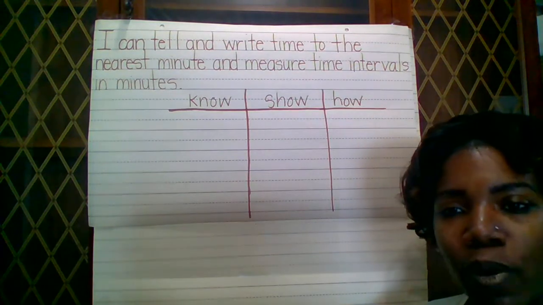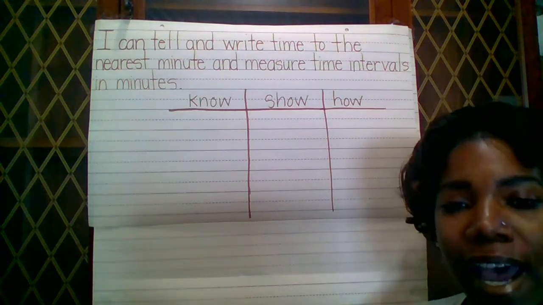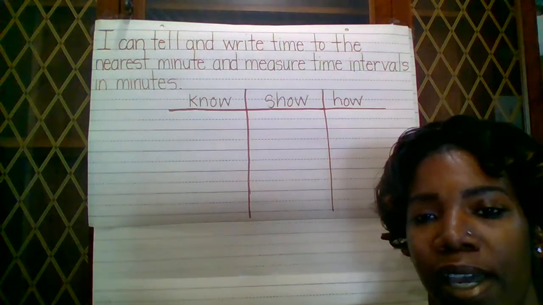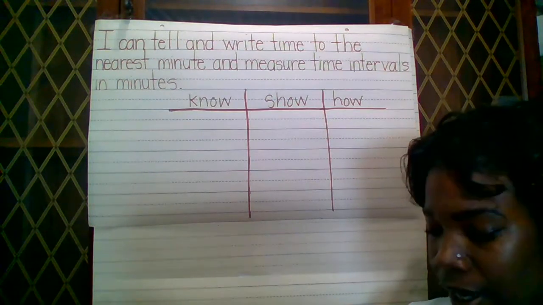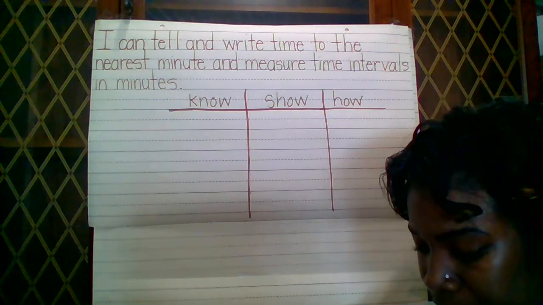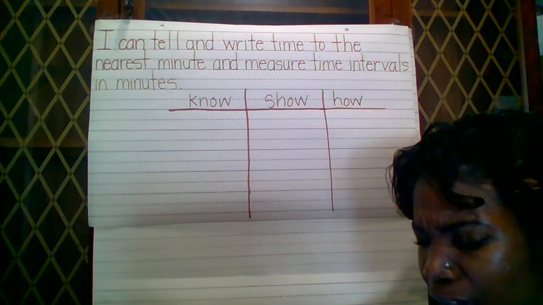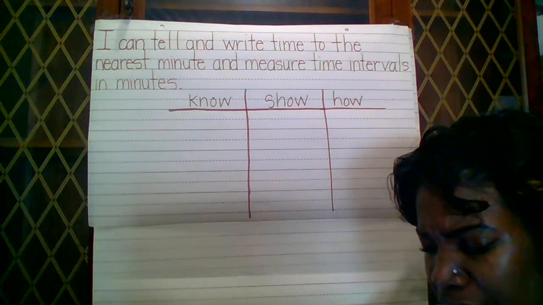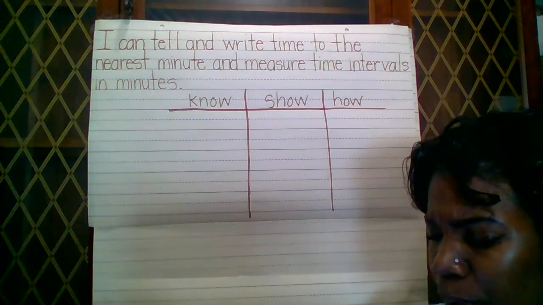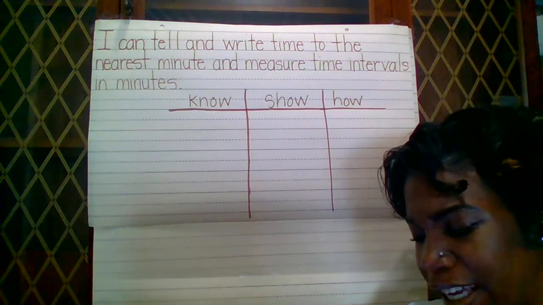Well, today, boys and girls, we are going to work on elapsed time. Elapsed time is standard 3.MD.A.1 and it reads: tell and write time to the nearest minute and measure time intervals in minutes. Solve word problems including addition and subtraction of time intervals in minutes.